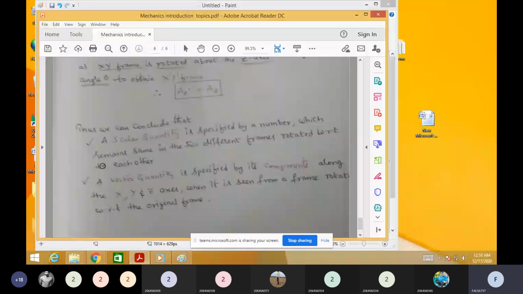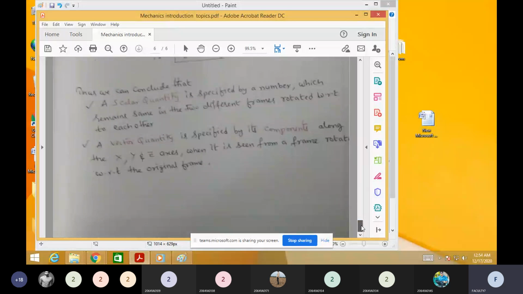Now what is the conclusion regarding vector quantity? It is specified by its components. Regarding scalar, it is represented by a number, but in the case of a vector quantity, we have the specification by its components, components along x, y, and z axis respectively, when it is seen from a frame rotated with respect to the original frame. So that is the conclusion regarding the previous explanation where we had ended.